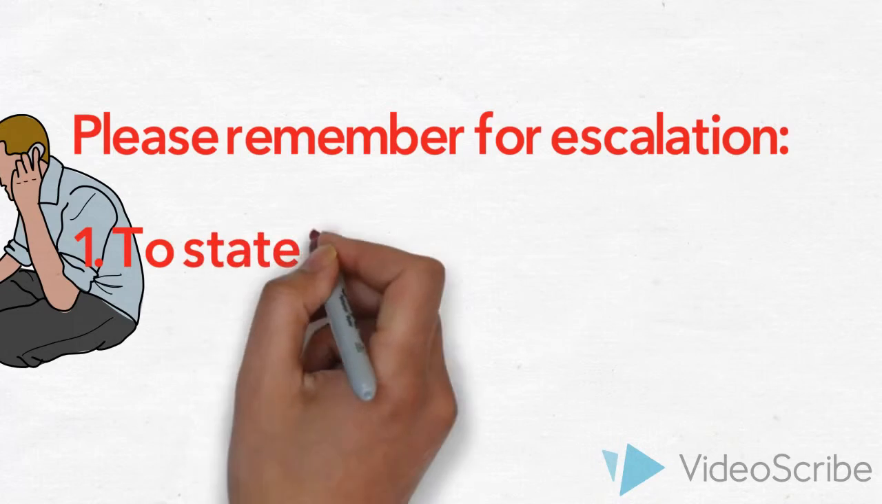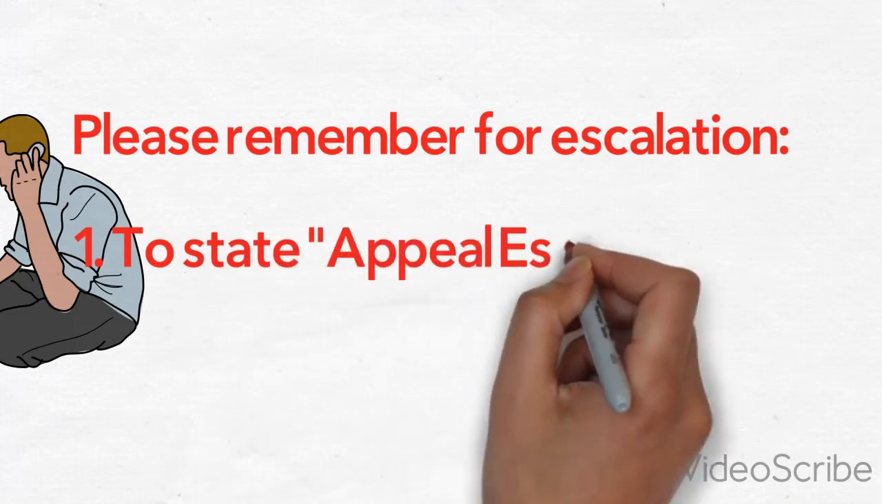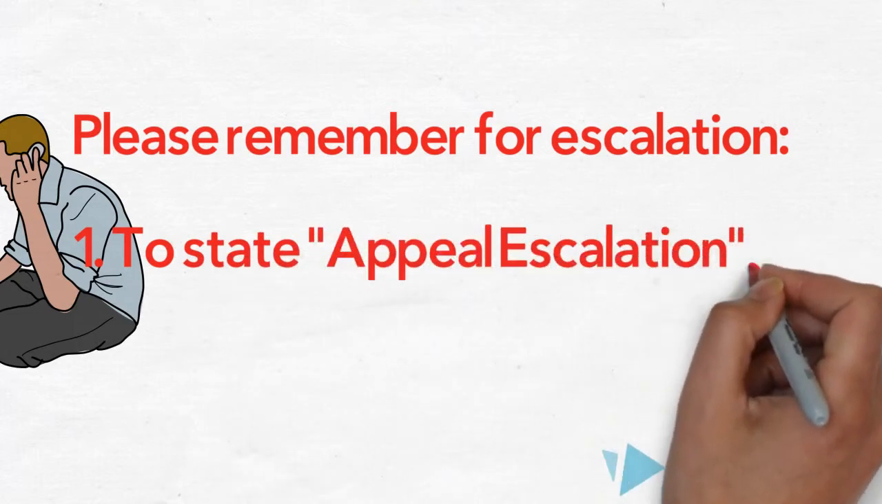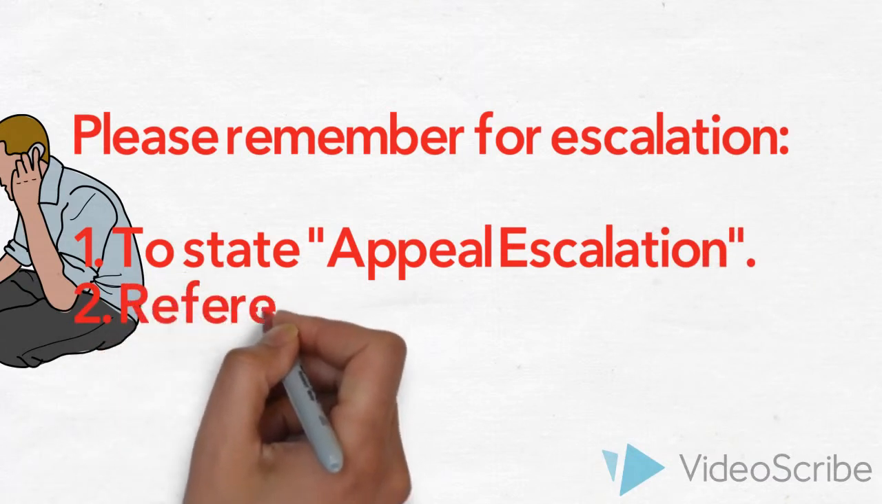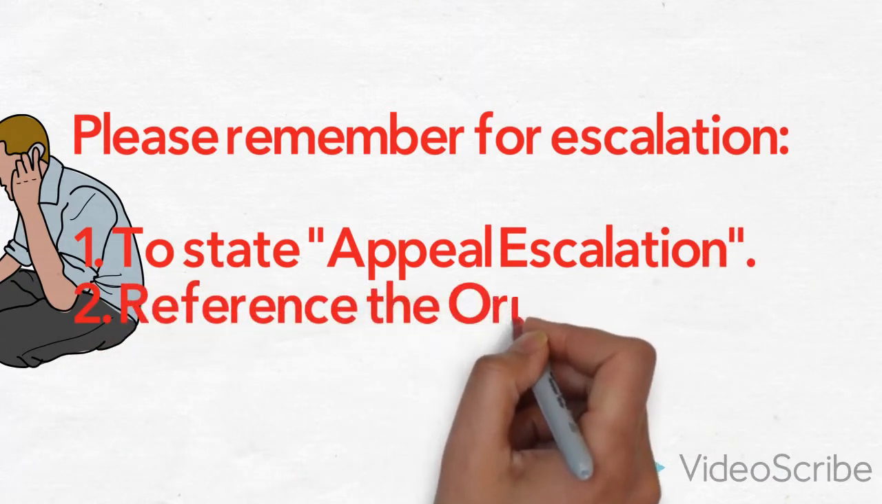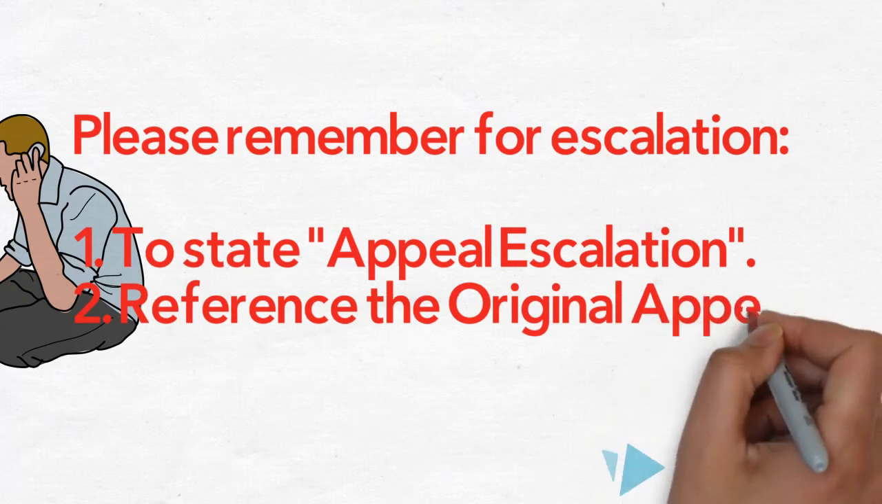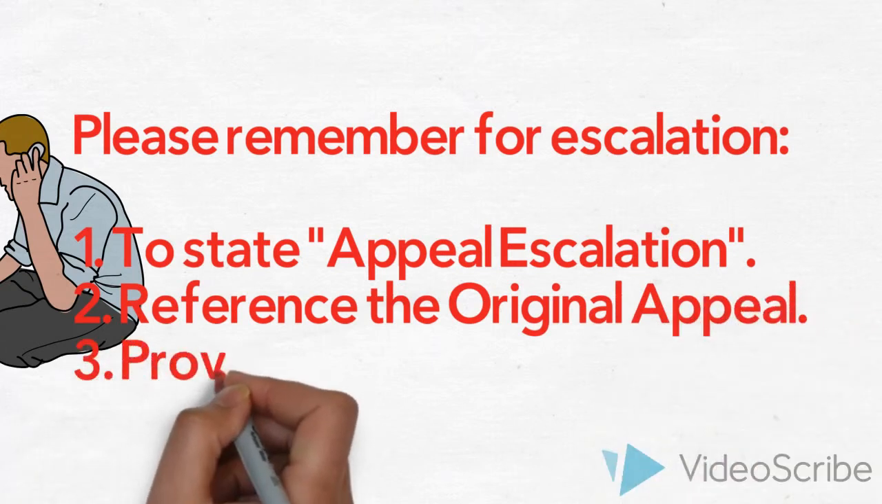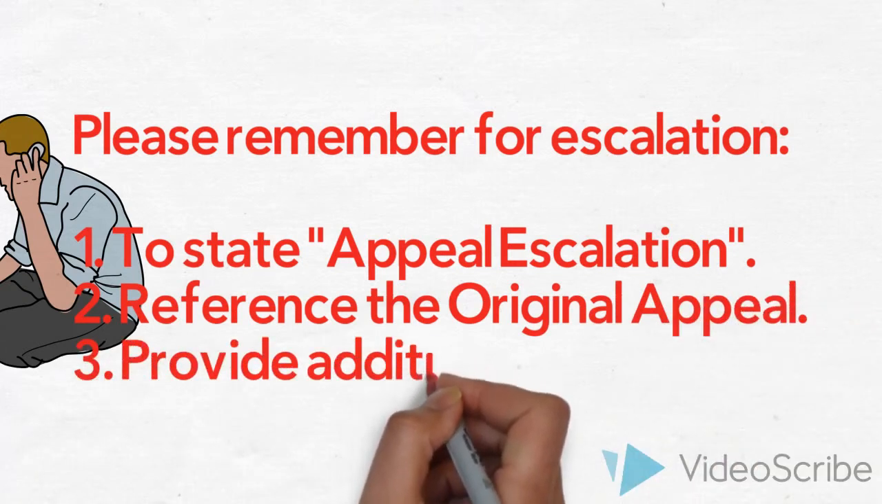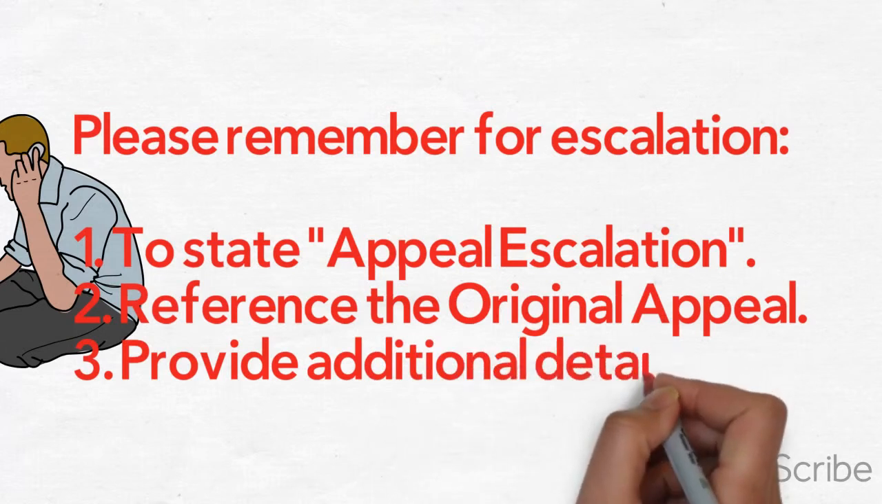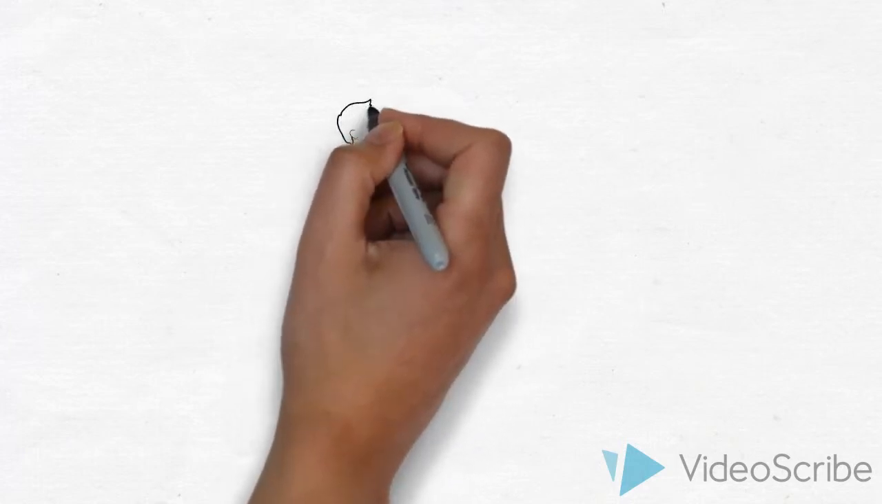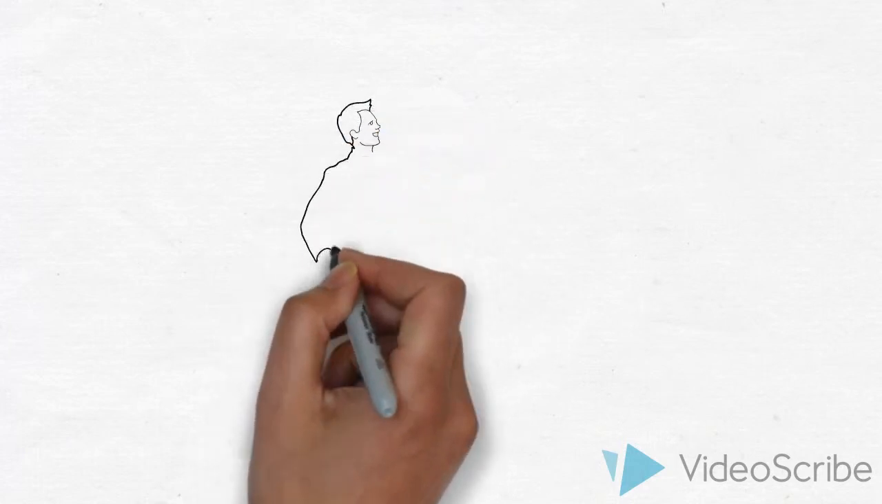So one of the things they need to remember when they're escalating is to state it's an escalation. So in the notes, put appeal escalation. Number 2 is reference the original appeal. It's very important to reference that appeal. And number 3, provide additional information or details. Because if you don't and you put the same information, more likely it'll get rejected again.